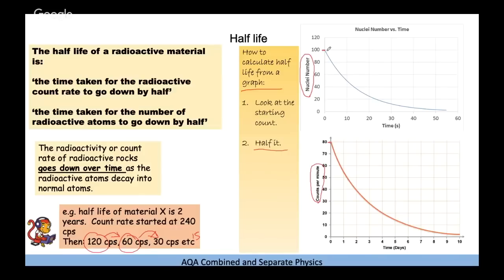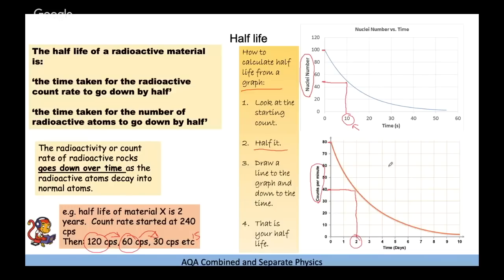Halve it. So here we go, 100 down to 50. And just at the same time, I'll do this one as well. So here's 80 down to 40, so I've halved it. I'm going to now draw a line to the graph, to the line, and draw down to time. So here we go. So across from 50, that looks to me to be about 10. So my half-life here is 10 seconds. And here, I'm going to draw it across to here, and it looks like that should be just slightly less than 2.